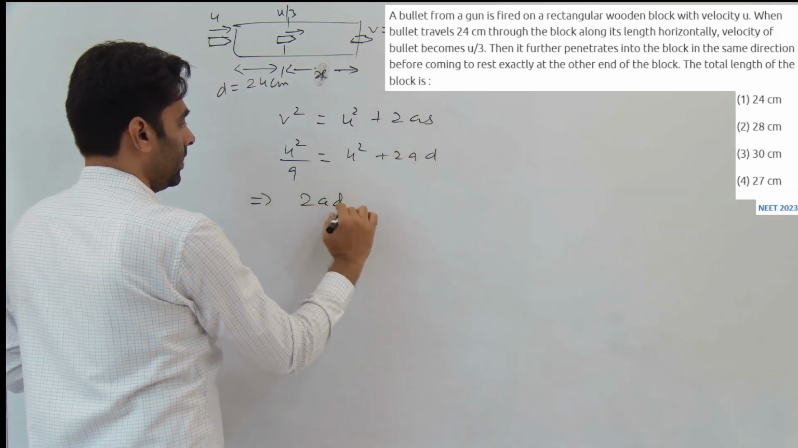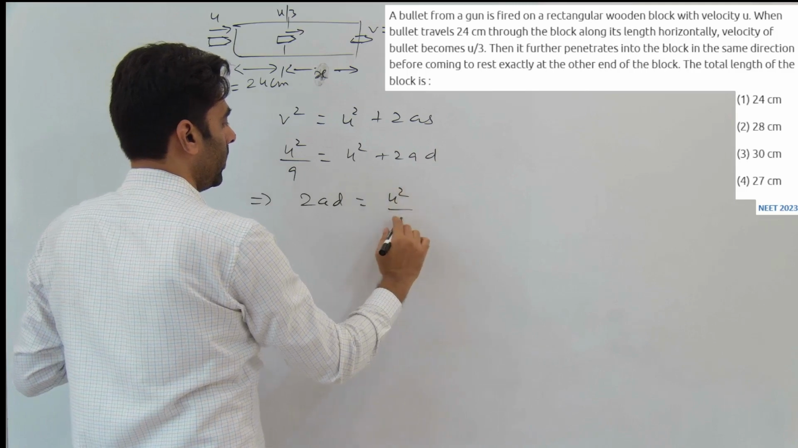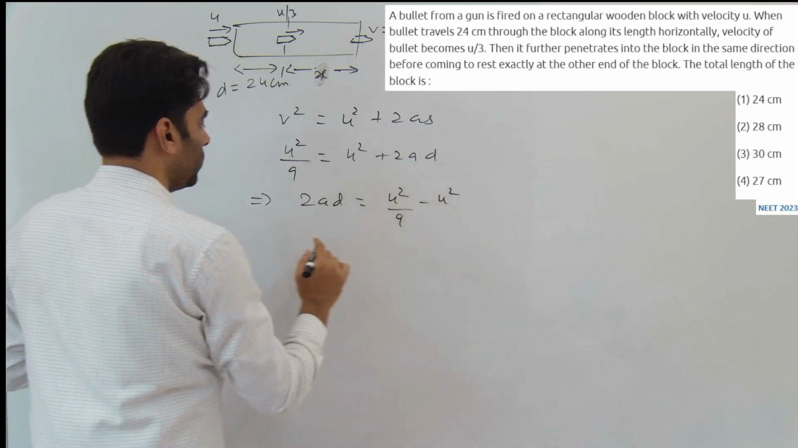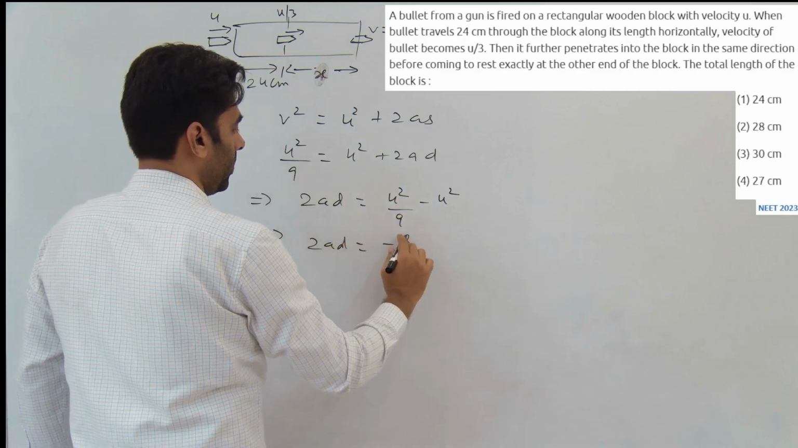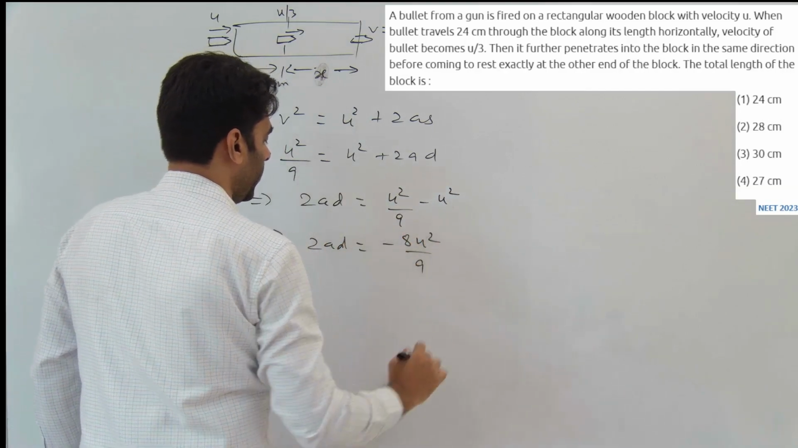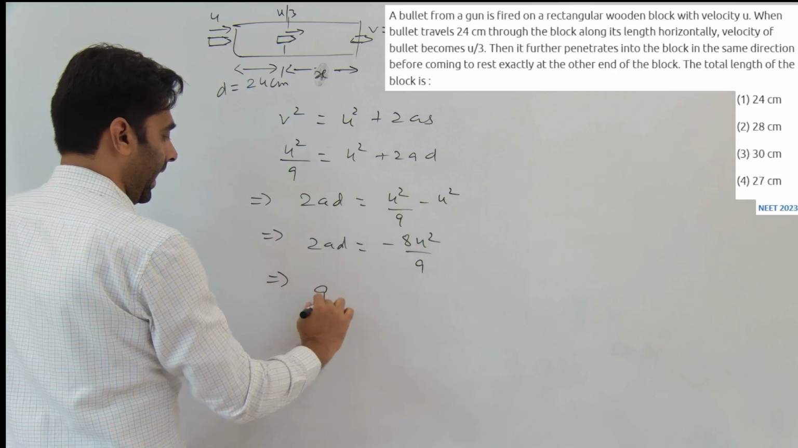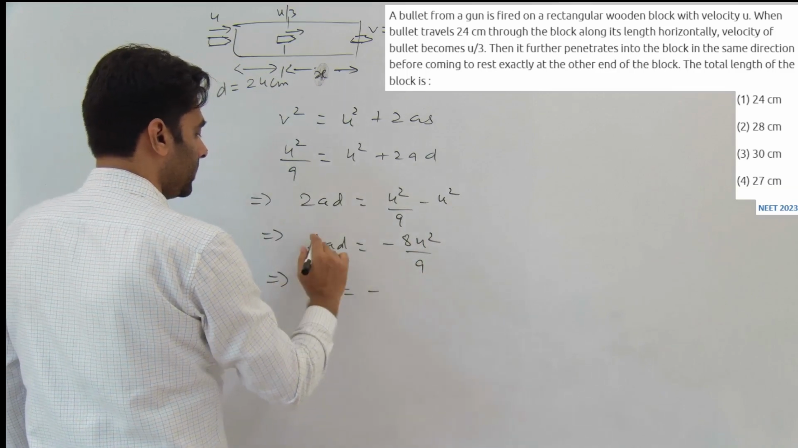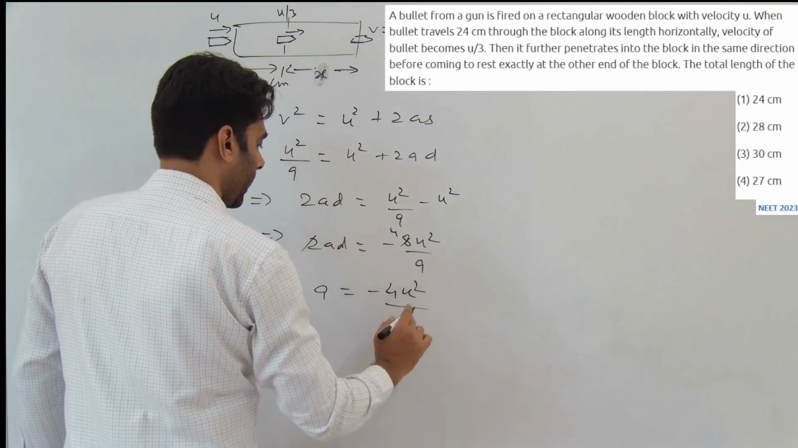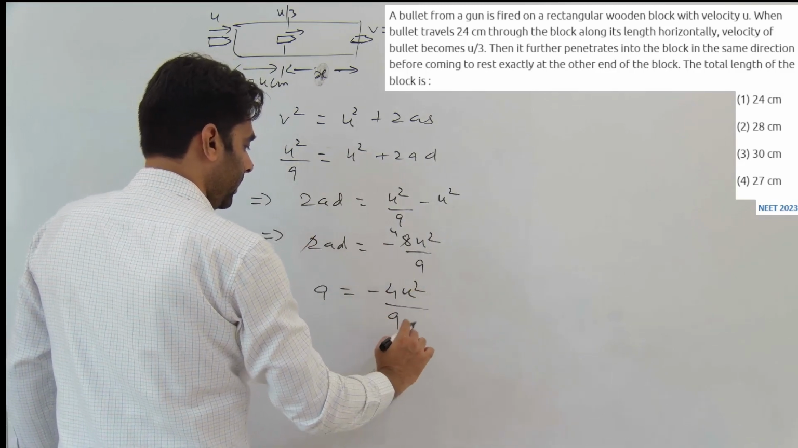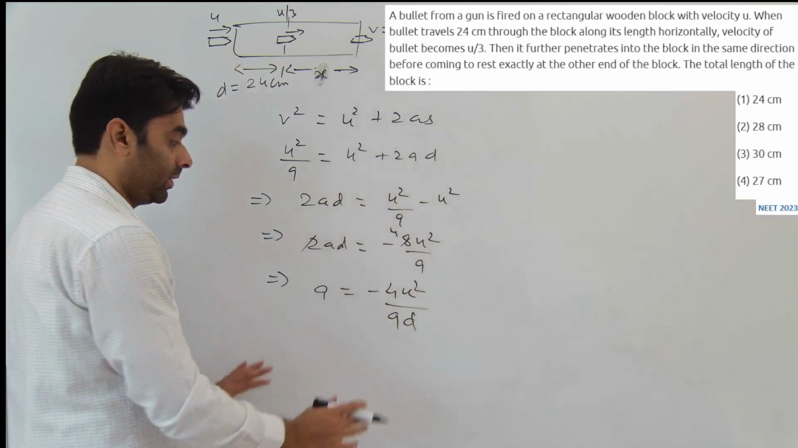2ad is equal to u square by 9 minus u square. That implies 2ad is equal to minus 8u square by 9. So acceleration comes minus, this is your 4 times, minus 4u square by 9d. This is our acceleration, right?